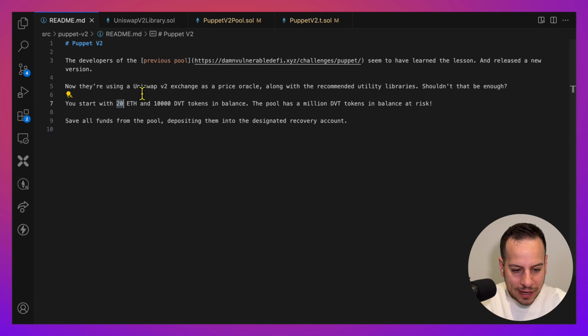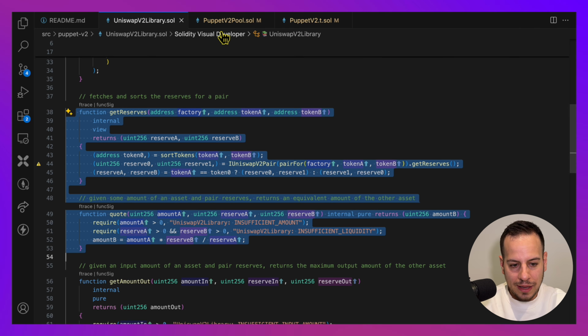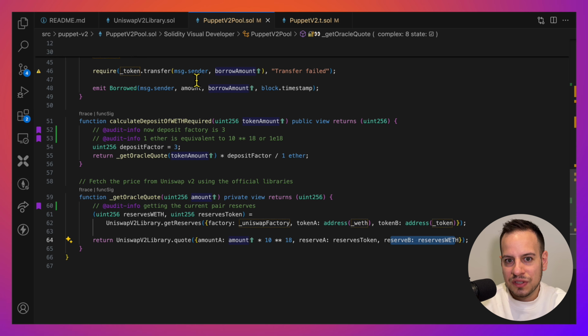And lucky us, we got some liquidity. So we got 20 ETH and 10K DVT tokens. And if the liquidity is not deep enough in this pool, we can essentially dump the DVT tokens and sell them to the pool, decreasing its price, and then the oracle price that is reported from this library based on these reserves is going to be significantly lower.